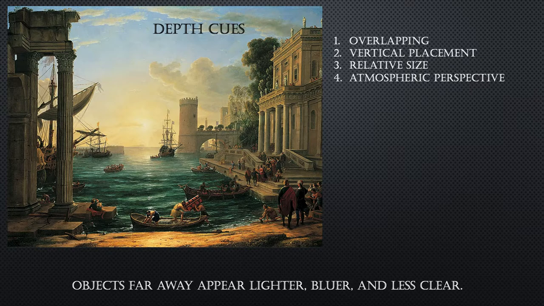Number four, atmospheric perspective. Objects far away appear lighter, bluer, and less clear. And that's because there's so much moisture in the atmosphere that it alters what we see. It alters the visual image. So he shows this here with this structure and the structure behind it looking very light in color and kind of fuzzy. If this were not a seascape, we would see maybe mountains or trees far away, and they would look bluer even. But in this case, it's just kind of fuzzy and light.